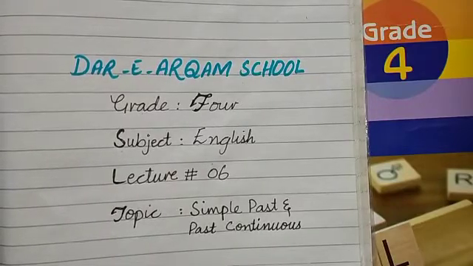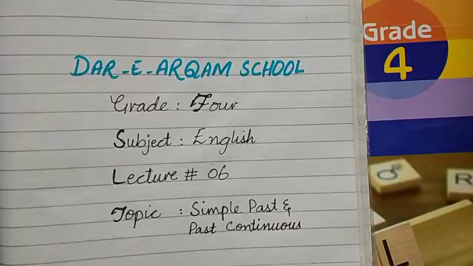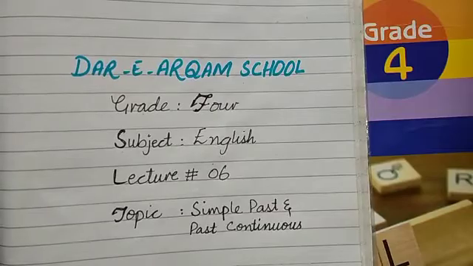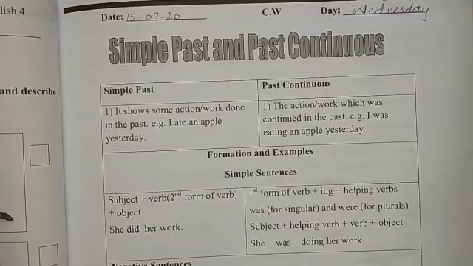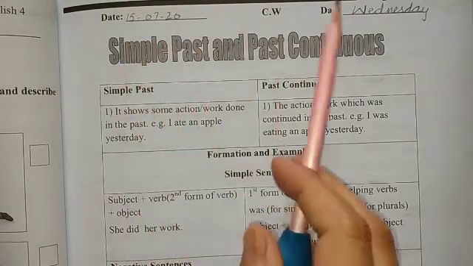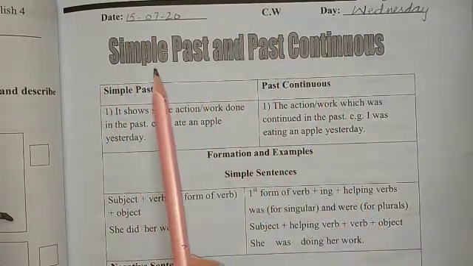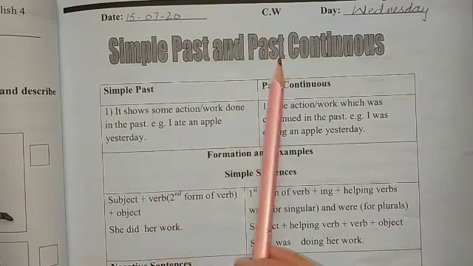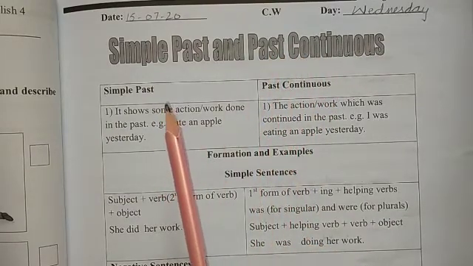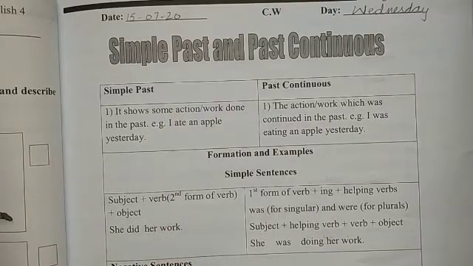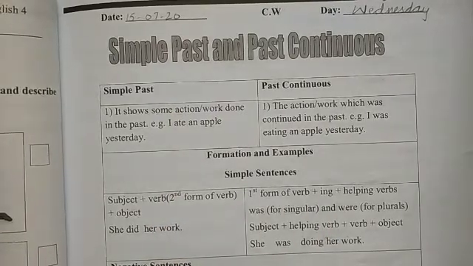Today it's my 6th lecture with grade 4 and we are going to do simple past and past continuous tense. Okay students, so take out your English workbooks. Well students, it's your workbook page number 45. Mention date and day on the top of the page. Simple past and past continuous tense. Okay, first I will explain you simple past tense and after that I will go towards past continuous tense.